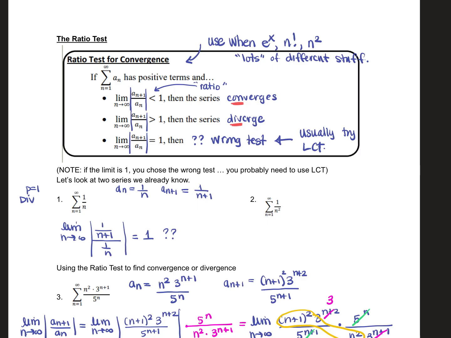It usually was going to be a LCT. Now, we use ratio tests most of the time when we have e to the x and factorials and polynomials, when there's lots of different kinds of stuff together.